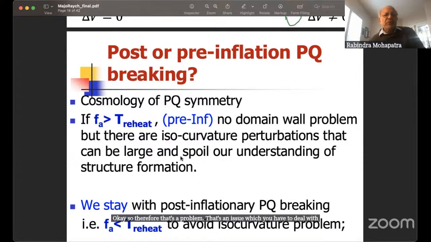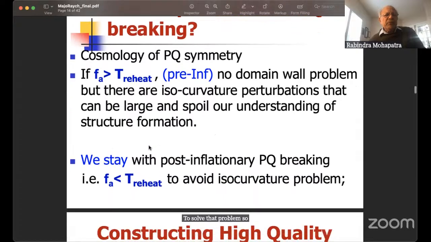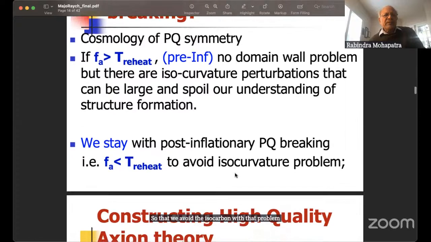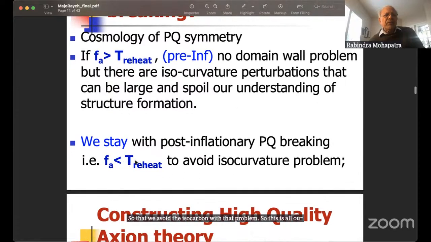Of course, there are ways to solve it, but that is model building, and a lot of new things have to be put into the theory to solve that problem. So what we will do is we will stay with F_A less than T reheat, which is post-inflationary PQ breaking, so that we avoid the isocurvature problem. So all our models will have F_A less than T reheat.